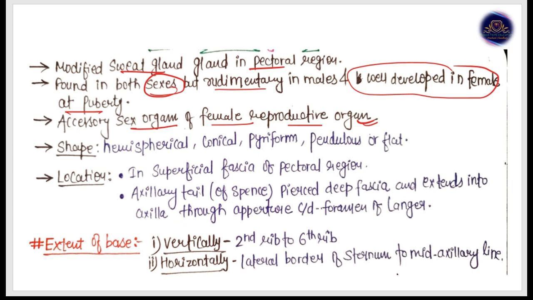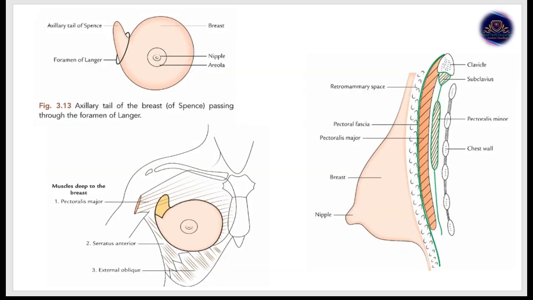Now what is the shape? Its shape may be hemispherical, conical, pyriformis, pendulous, or flat. If we talk about the location, it is located in the superficial fascia of the pectoral region. Here in this diagram you can see the location. It is located in the superficial fascia of the pectoral region.